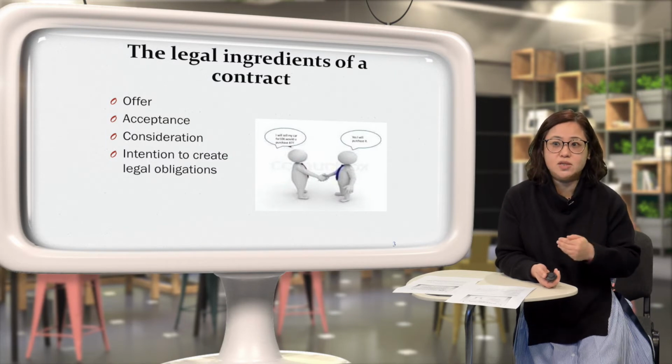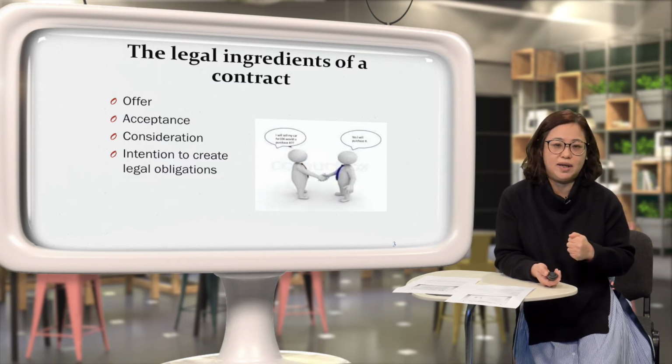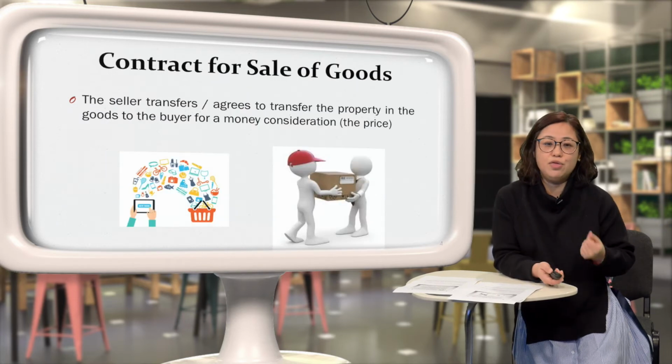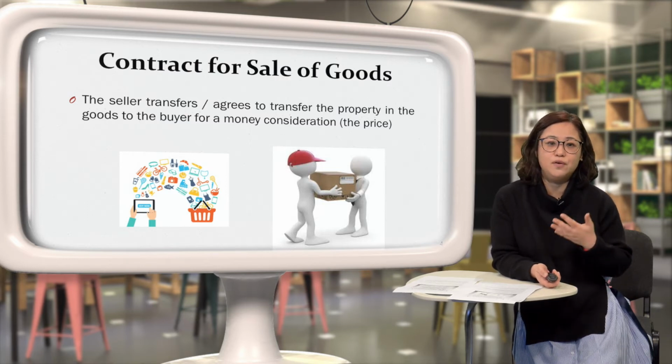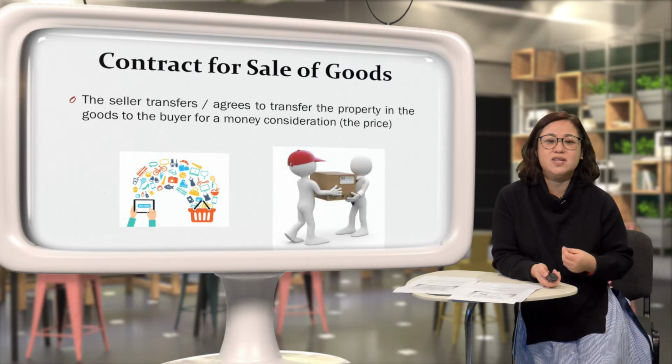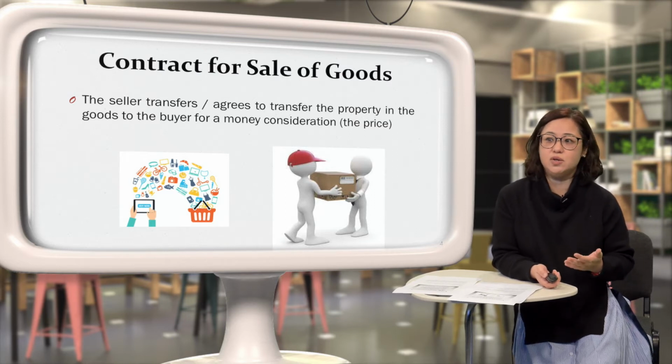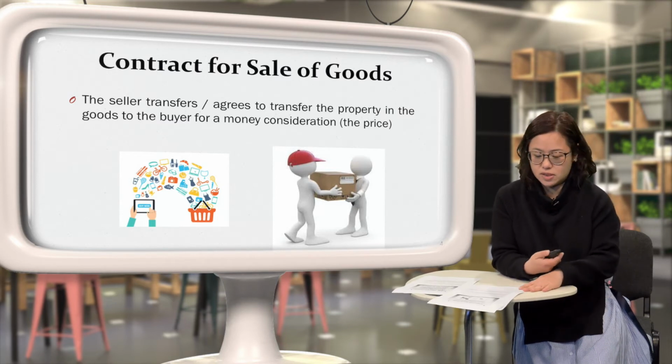So with this together, these four elements, offer, acceptance, consideration, intention to create binding legal obligations, are the four important essential ingredients of a contract. So I have gone through the ingredients of the contract. In relation to a contract for sale of goods, of course, it relates to sale of goods. The seller transfers or agrees to transfer the property in the goods, and the buyer pays for the money consideration, which is the price.